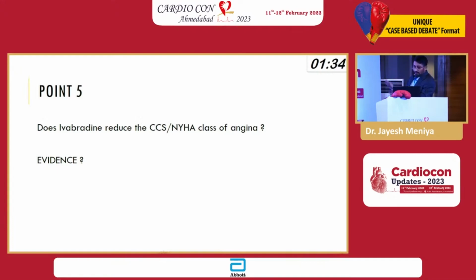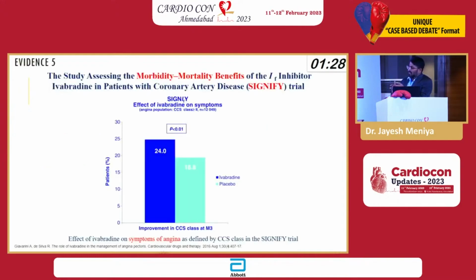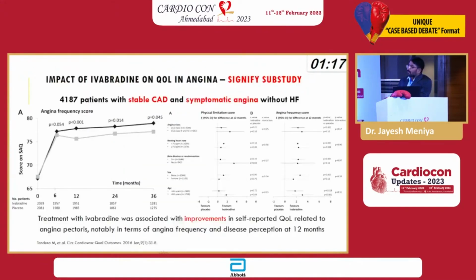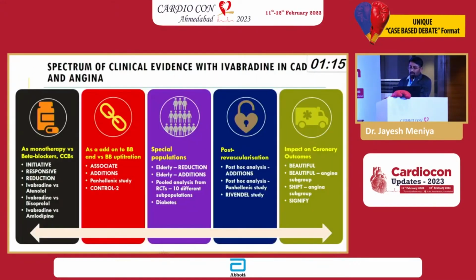And my fifth point is that ivermectin also reduces the angina frequency in cases of coronary artery disease. So the SIGNIFY trial shows that compared to placebo, ivermectin significantly reduces the angina frequency and also improves the quality of life. So ivermectin has a broad spectrum of action.